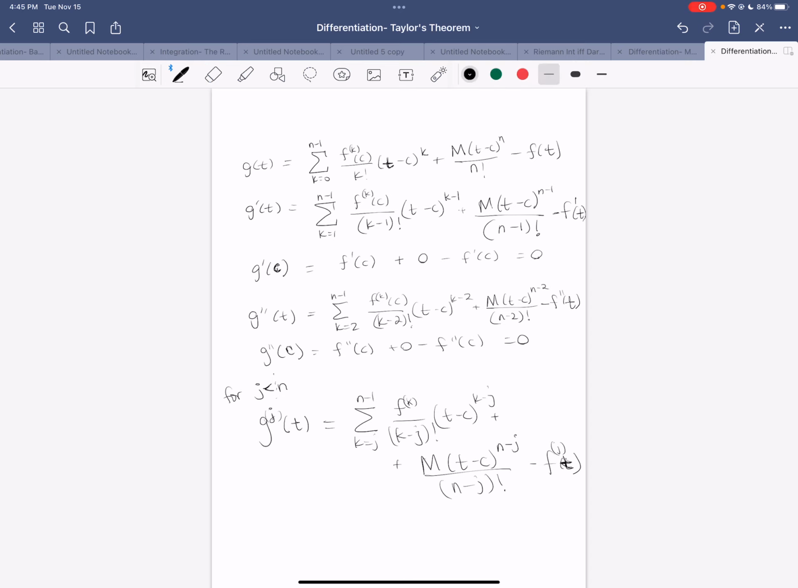Okay, so the jth derivative at c will equal the jth derivative of f at c plus 0 minus the jth derivative at c, which will be equal to 0. So basically what we've done here is look at the polynomial that best fits the function at the point c.